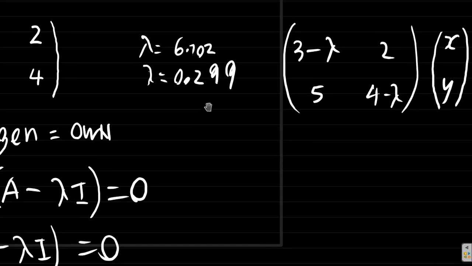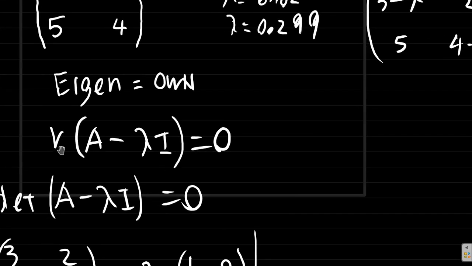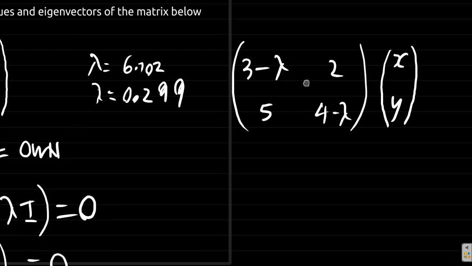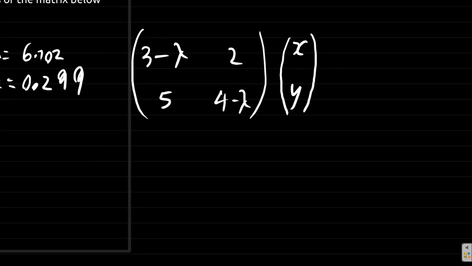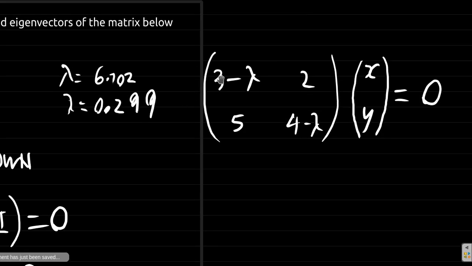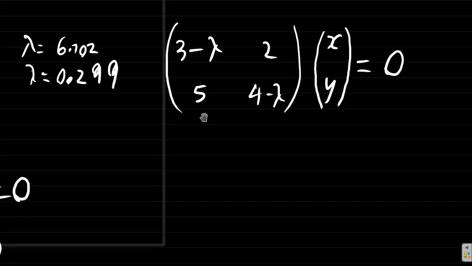Remember, we wouldn't be able to multiply them if we put v to the left of A minus lambda I. And this is A minus lambda I, right? So we have to put v to the right. Alright, so that is equal to 0. So let's multiply them out, but we want to work out the values with the known lambdas first.